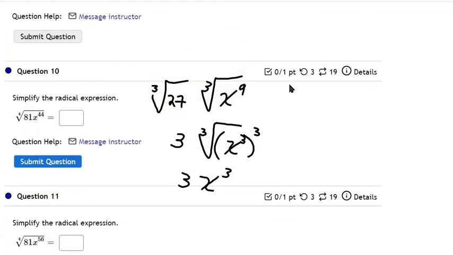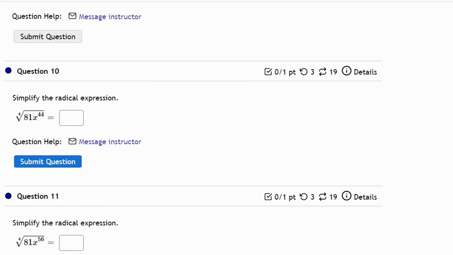All right. Number 10. Simplify the radical expression. For number 10, once again, I'm going to split it up. And this is once again an even power. Whenever the power is even, we do have to think about absolute values. This is going to be the 4th root of 81, and this one over here is going to be the 4th root of x to the 44th power.